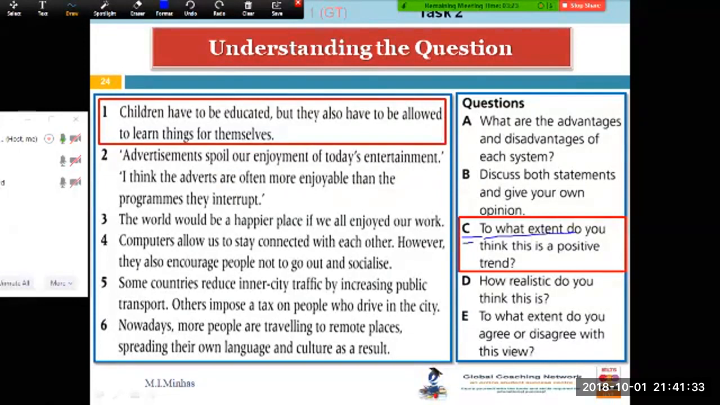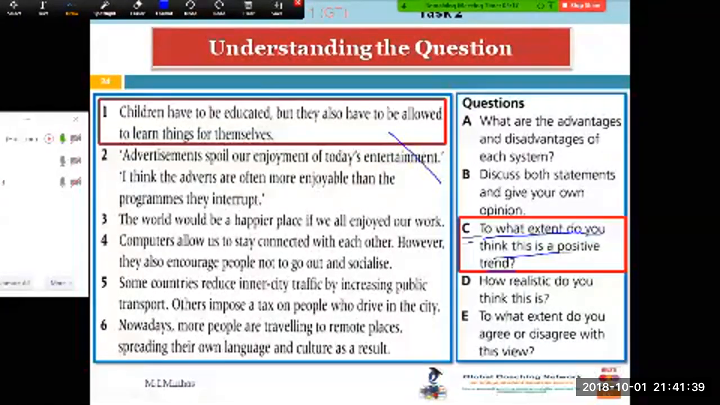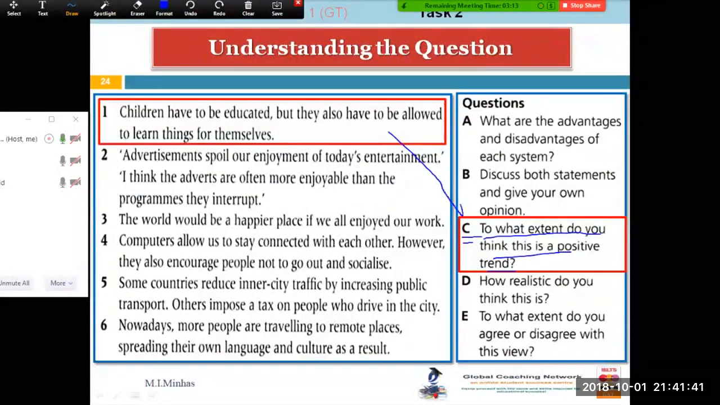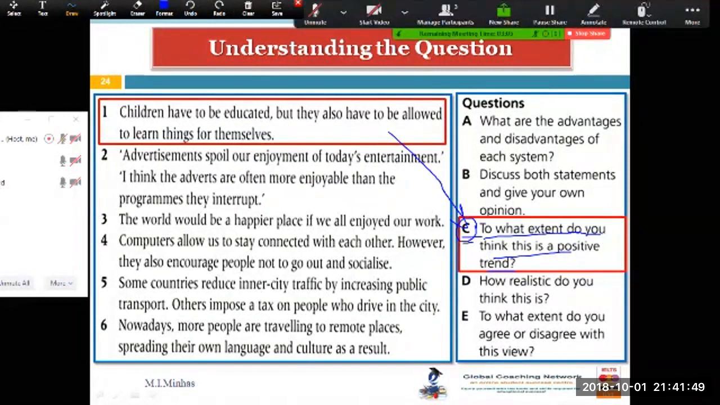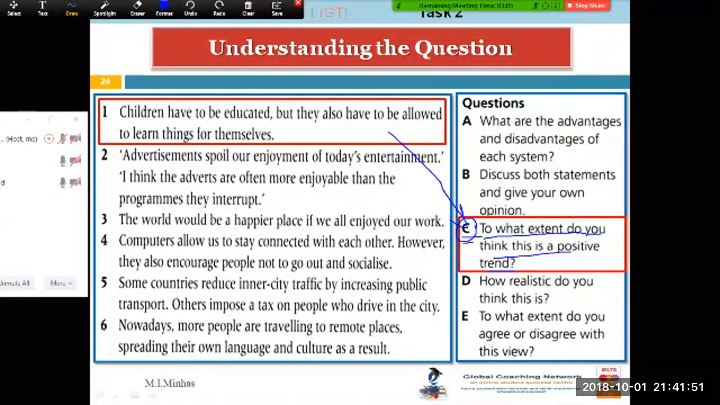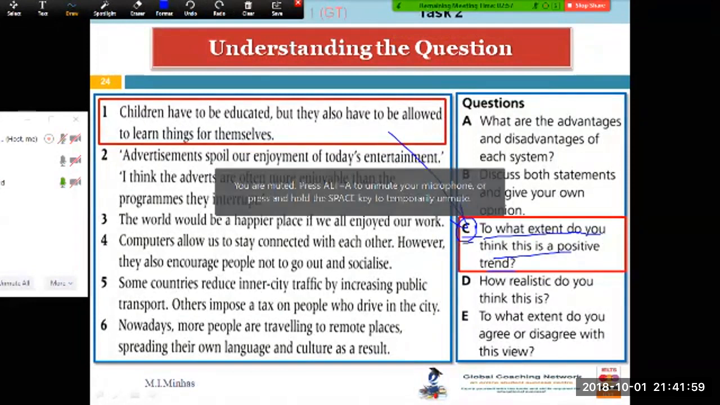To what extent do you think this is a positive trend? What do you think? Does statement number 1 have an associated question like this? Yes, it can be.